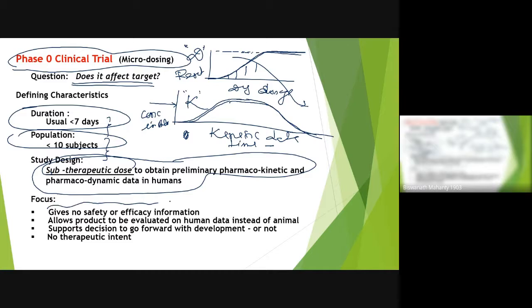It is a very small group, just to allow the products to be evaluated on human data instead of animal. That is the first thing you are going to do. It supports the decision to go forward or not. This is very, very important. No therapeutic intent. We are not going to really see whether finally we are going to have the drug or will be effective or not.